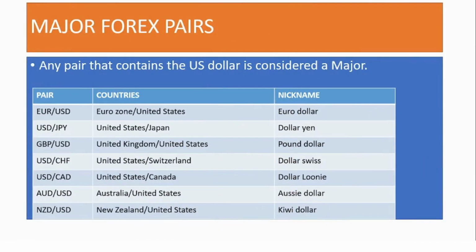Let's look at major forex pairs. These are the most traded and most liquid currency pairs in the world. For example, we have Euro USD, Euro versus US dollar, most traded in the world. USD JPY, US dollar versus Japanese yen. GBP USD, British pound versus US dollar. USD CHF, US dollar versus Swiss franc.